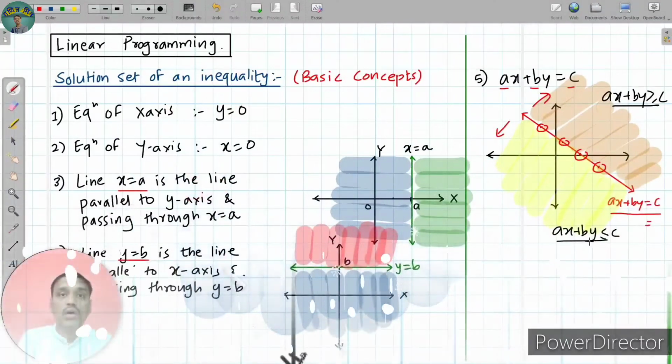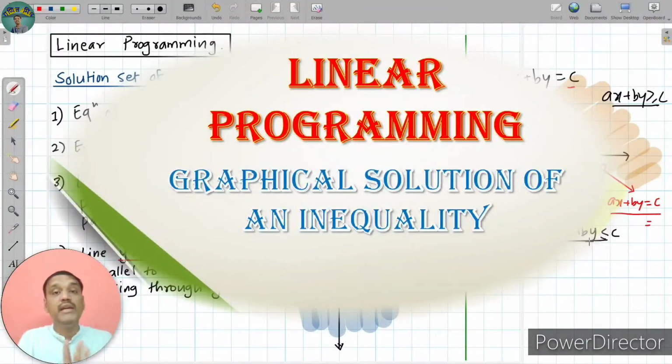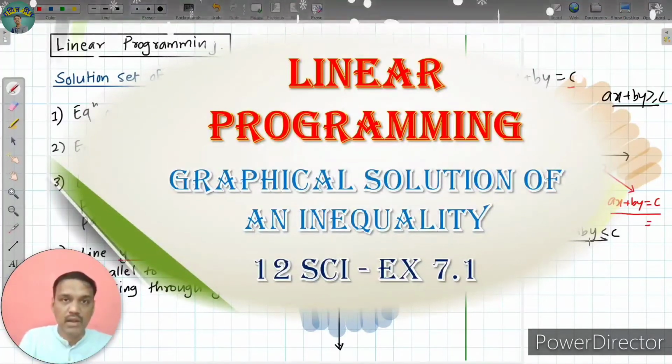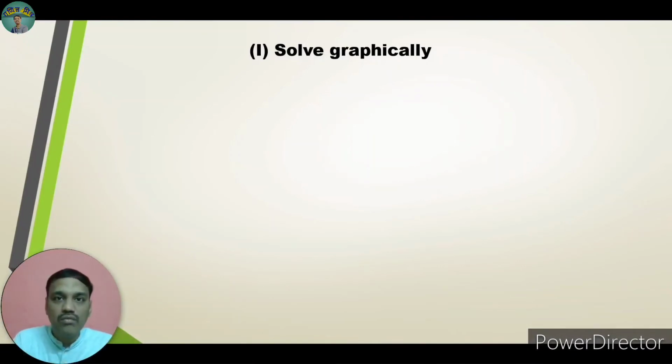So now we are going to solve some examples from exercise 7.1, which is based on linear inequality, and we have to identify the solution set for some less than values and some greater than values given in the examples. So let us begin. Question 1 says solve graphically, and sub-question 1 is x greater than or equal to 0.